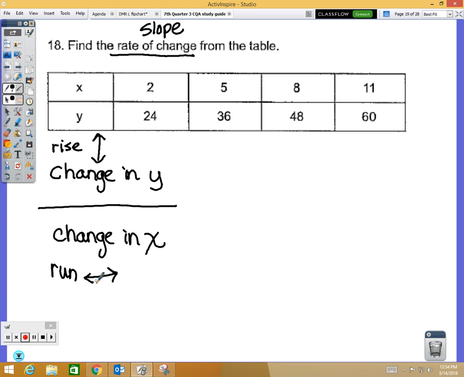How would you find a change in number? What operation would you use to find a change in number? Subtraction. Subtraction. So each time, look at the y values, that's your bottom. Each time, what's happening?